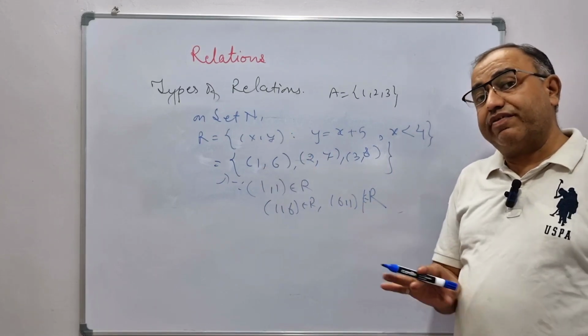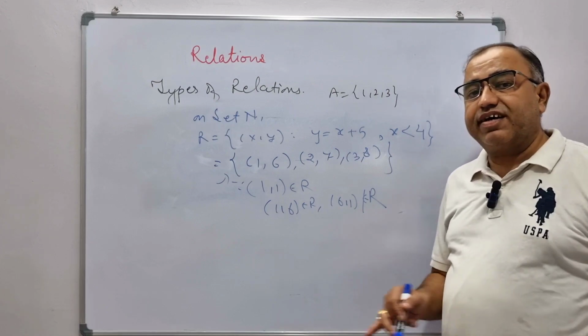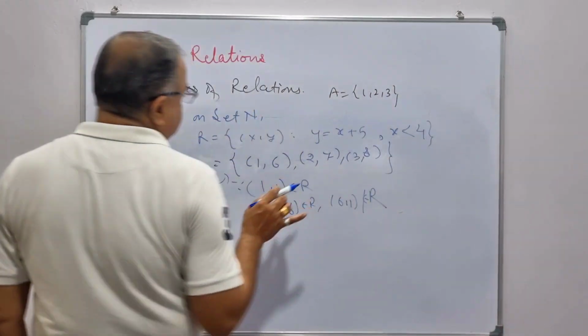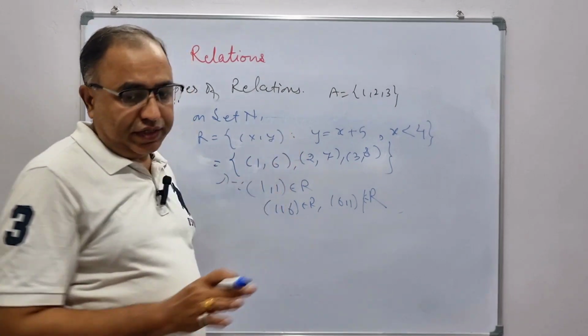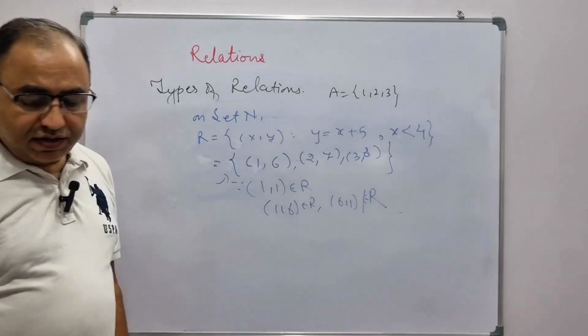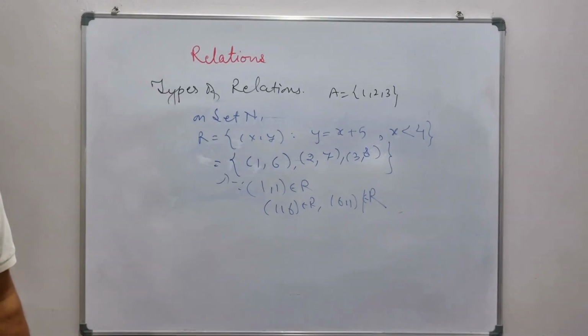But they are asking here to check whether it is reflexive, symmetric or transitive, so you have to check every property here. There is no transitivity because there is no continuity, right? So the relation is neither reflexive, nor symmetric, nor transitive.